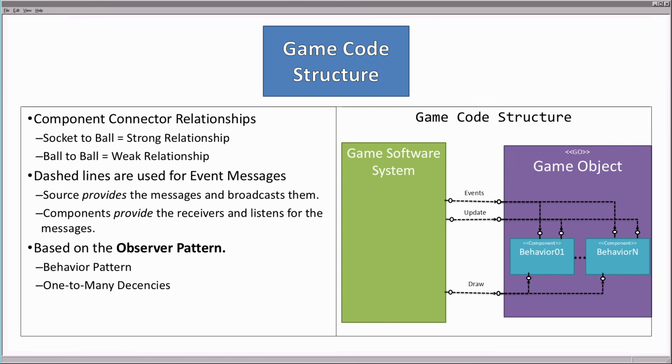So for instance, init, events, update, draw, and final can all be broadcast from the game system to each game object. Then each game object delegates those messages to each component to handle the steps separately and differently. This implements the game loop pattern.